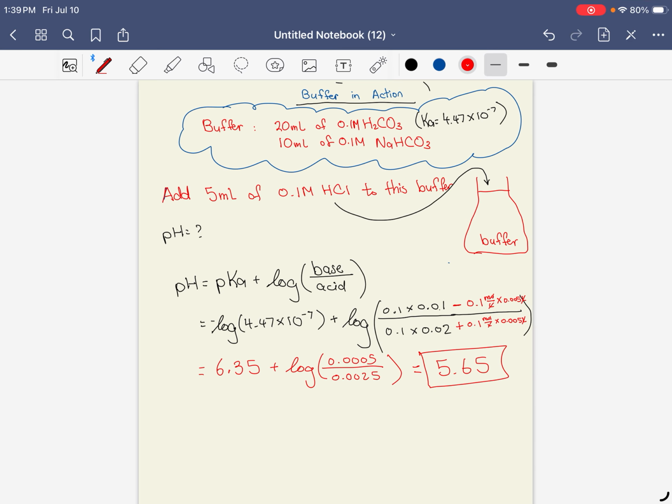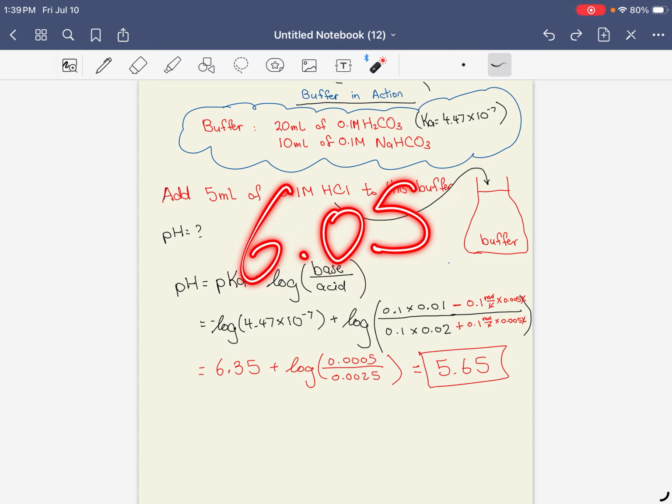Which is pretty good if you think about it. Before you added the acid, the pH was 6.05. By adding 5 milliliters of this very strong acid with pretty much the same concentration, that didn't actually drop the pH that much. It dropped it by maybe 0.4, 0.5. Okay, so that's the power of the buffer.